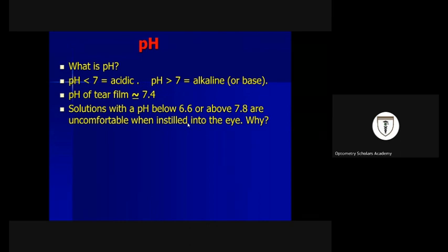So if you're applying a drug and the drug pH is within the same range as the tear film, you will not experience stinging effects. So that is why some drugs sting. Some drugs sting because the pH of that drug is not the same as the pH of your tear film, especially when the pH is far, far different. When it's below 6.6 or above 7.8, the stinging effect is very significant.